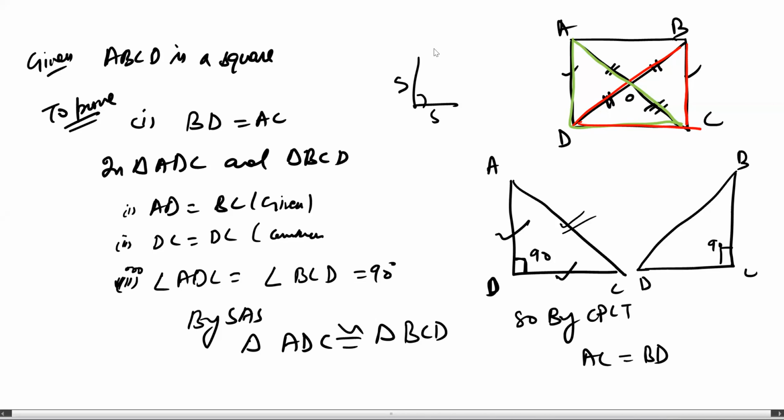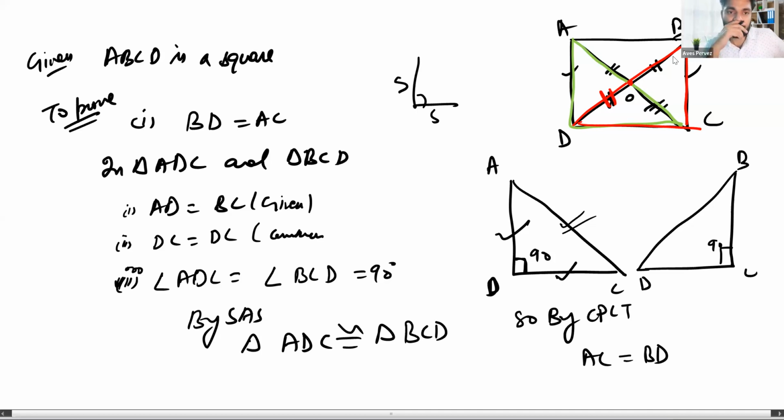Now, if we need to prove that they bisect each other, we need to prove that this DO is equal to OB. How can you prove this one? Tell me. How can you prove? Almina, do you have any idea? How can we prove that these two sides are equal? If you prove that DO is equal to OB, then you can easily prove this one.